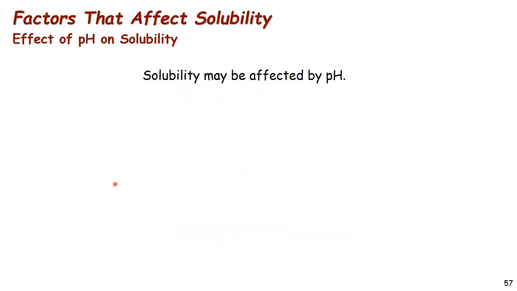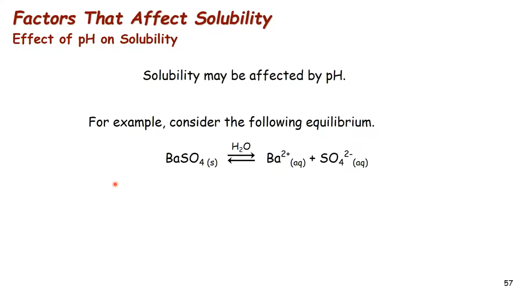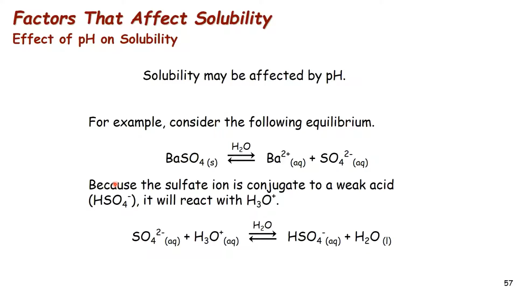Okay, let's talk about how solubility is affected by pH. A lot of times we can change the pH and make something more or less soluble. So for example, let's consider barium sulfate, one of our insoluble salts. When we dissolve it in water, it will partially dissociate to form the barium ion and the sulfate ion. However, if we dissolve it in an acidic solution, the acid is going to give up a proton to the sulfate to form the weak acid hydrogen sulfate.